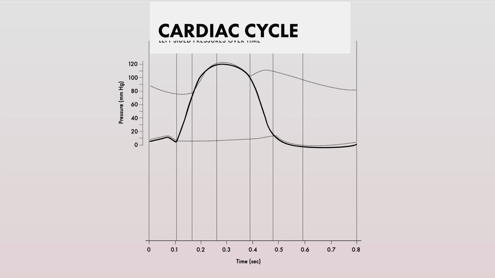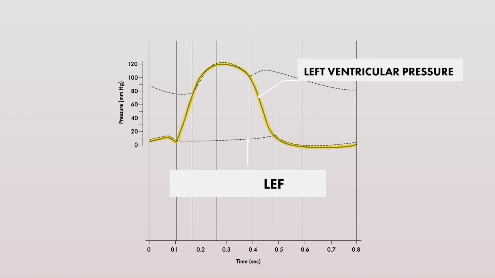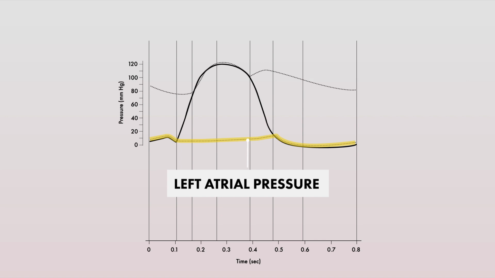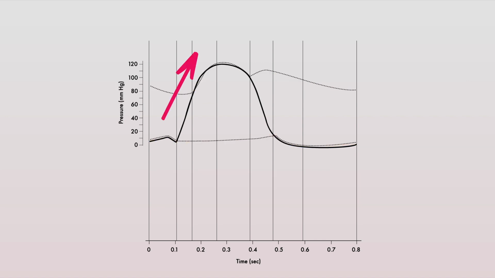This is a graphical representation of a cardiac cycle in regards to left-sided pressures over time. This being left ventricular pressure, this here is left atrial pressure, and this is aortic pressure. Notice the rise and fall of pressure during the cardiac cycle.